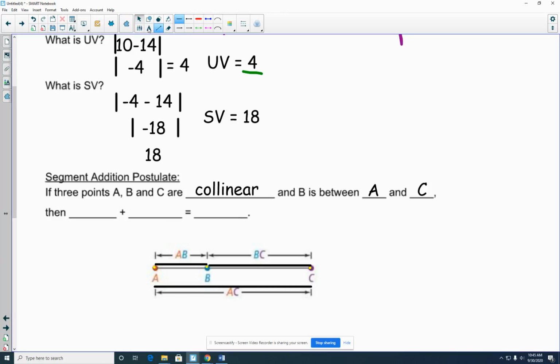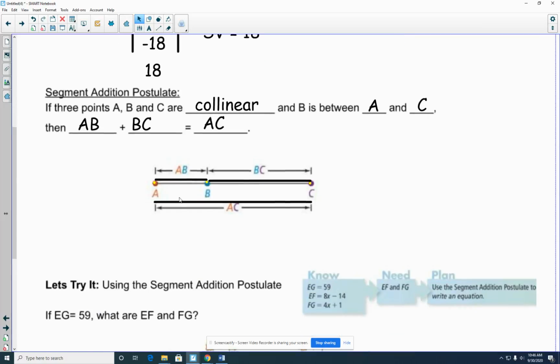So we can fill in this statement over here. We can actually say AB plus BC equals AC. So essentially the 2 smaller parts add to give us the entire length. So AB, the segment, plus BC gives us AC. And that's known as the segment addition postulate. So now let's see if we can use this idea down here.